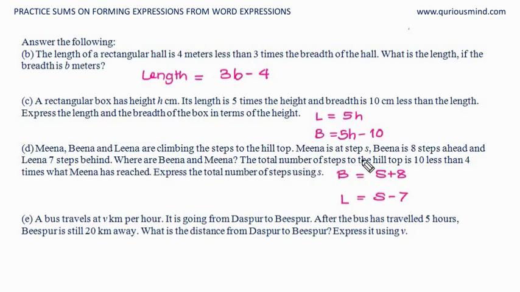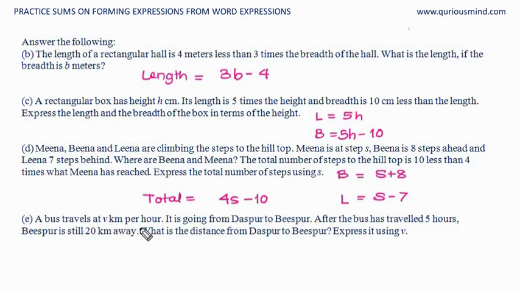The total number of steps to the hilltop is 10 less than 4 times what Meena has reached. So total steps. 10 less than means minus 10. 10 less than what? 4 times, 4 multiplied by what Meena has reached. Meena has reached s. So 10 less than 4s, that is 4s minus 10. That is the total steps.